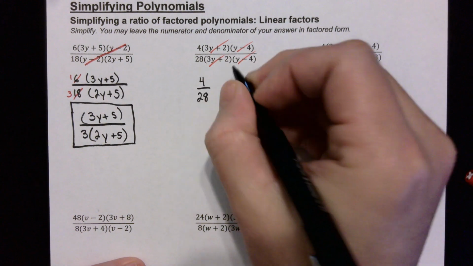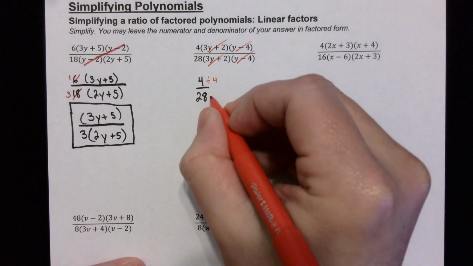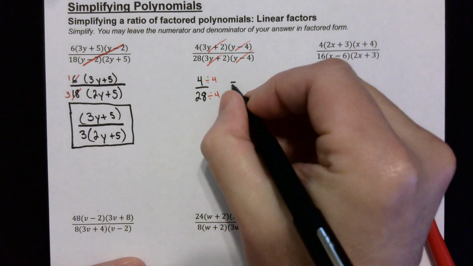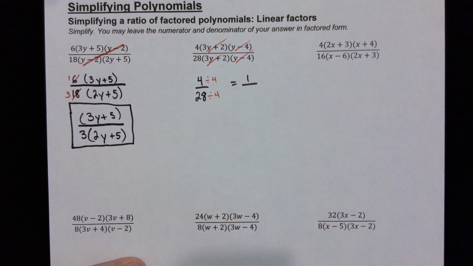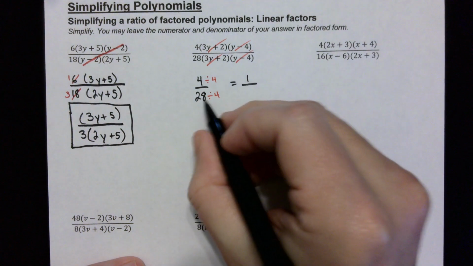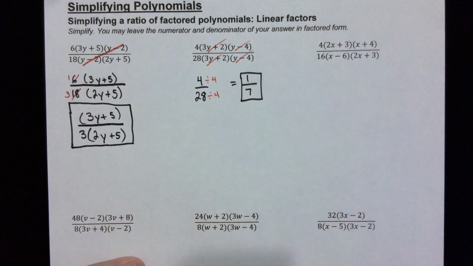We need to reduce that, so we can divide the top and bottom by 4, right? 4 goes into both of those. So 4 divided by 4 is 1. We have to leave the 1 there because it's on top. If there's a 1 on the bottom of the fraction, that's all that's left, you don't have to write it. But since it's on top, we'll write it. 28 divided by 4 is 7. So our answer is 1 over 7 on that one.